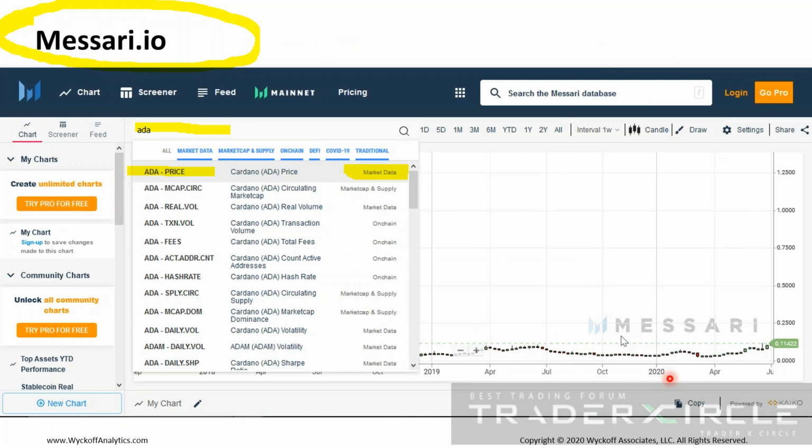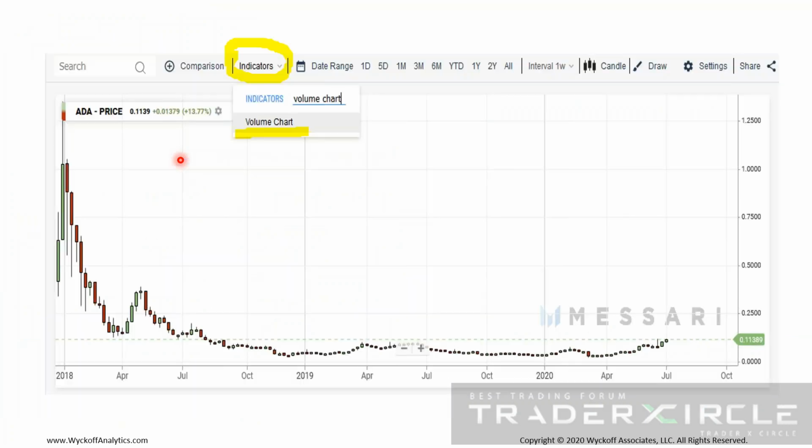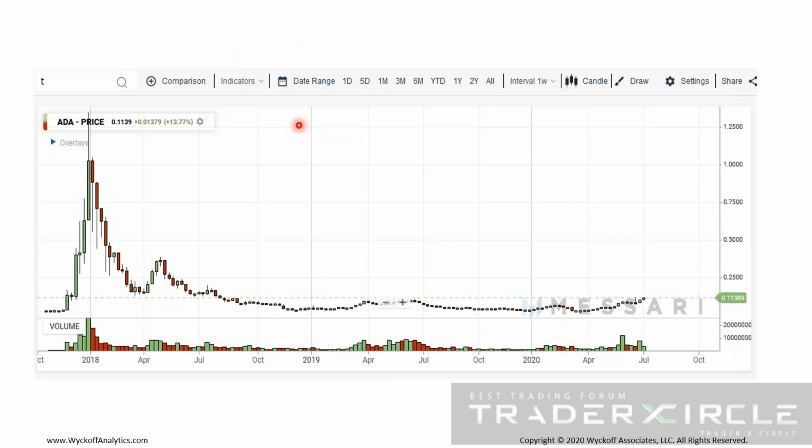Just type the name of the crypto asset that you want to analyze in the search box, in this case Cardano, ADA. Then you go to indicators, add volume chart, and that's it. You have the full data history of 90% of crypto assets, and the volume data that you see on the charts has been aggregated from several exchanges.